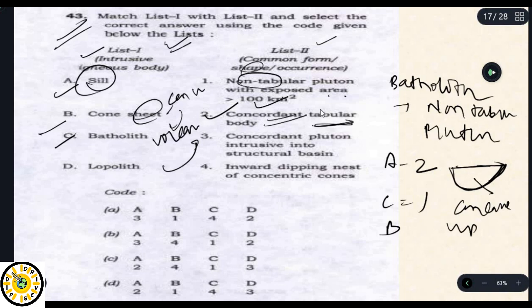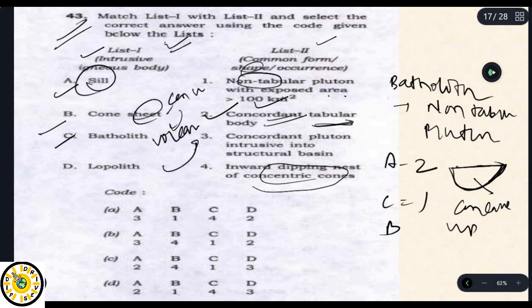So D will be 3, A will be 2, this part C and D. B will be cone sheet, which will be the inward dipping, yes, due to the concentric cone. ठीक है, due to the volcanic eruption it is forming. So B will be 4.